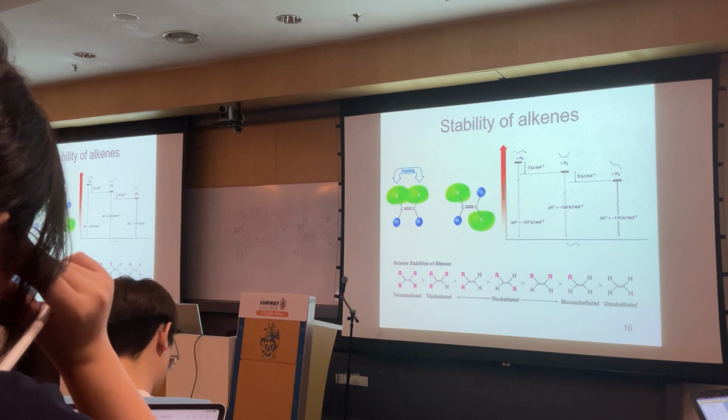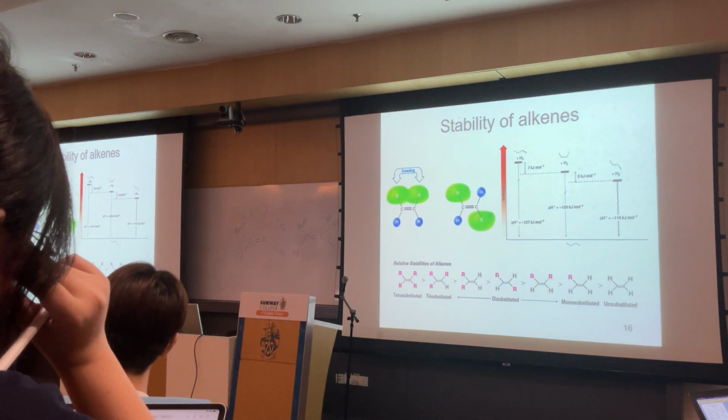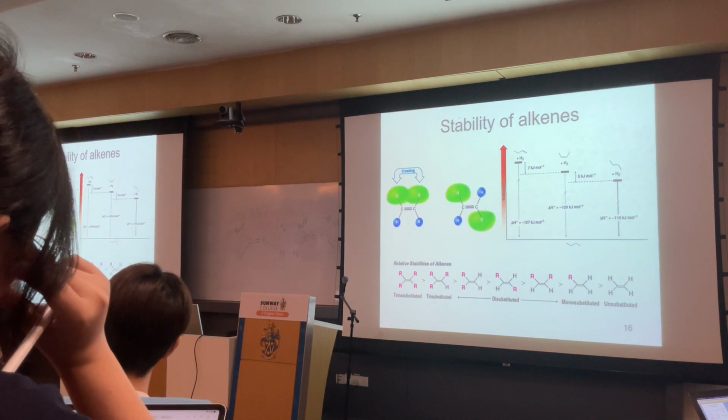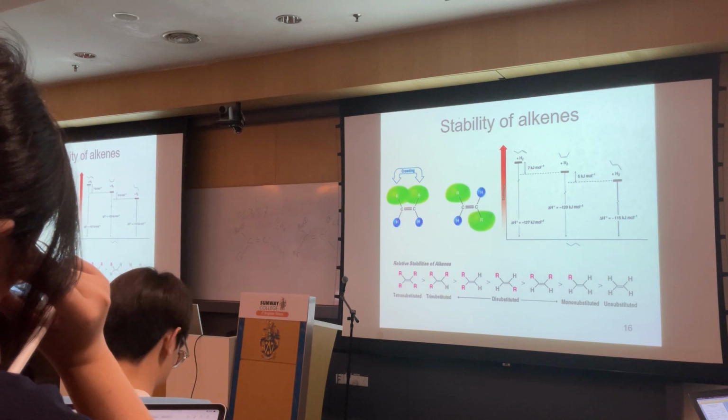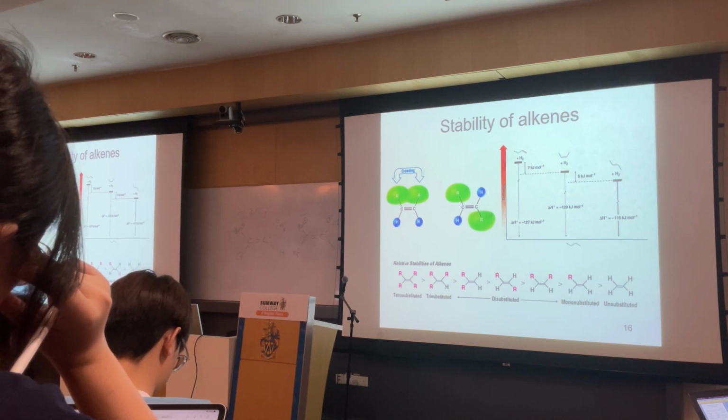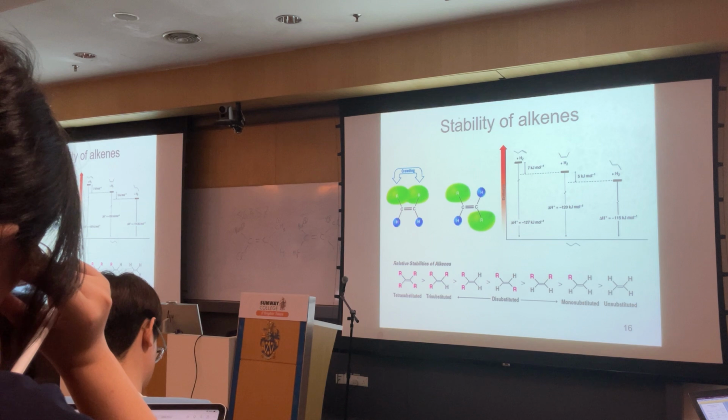So this is different than that, right? Can you see the difference? Here, the two substitutions are on the same carbon of the carbon-carbon double bond. But here, the two substitutions are on different carbons. Then on different carbons, there are two possibilities, either cis or trans, right?